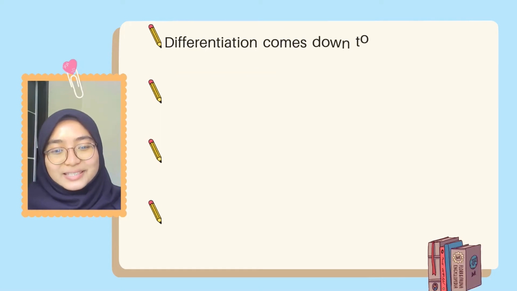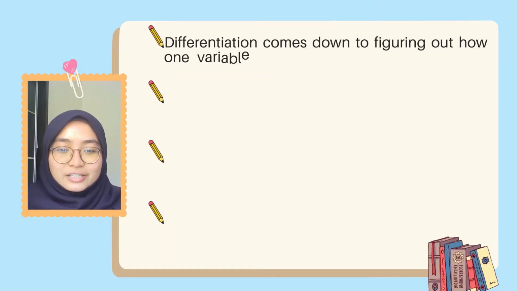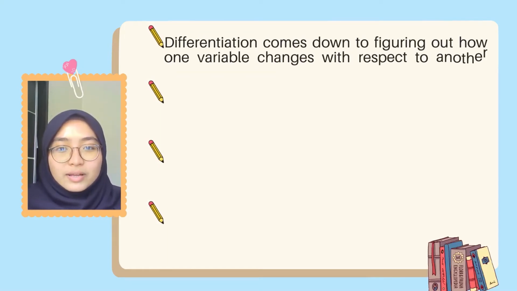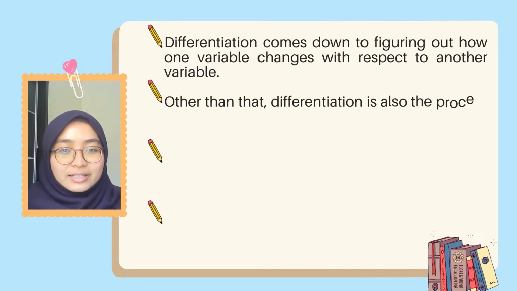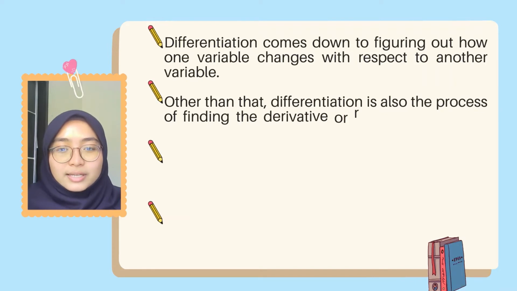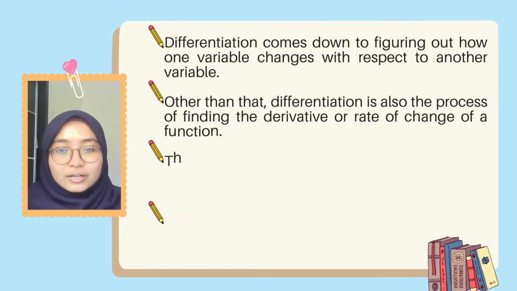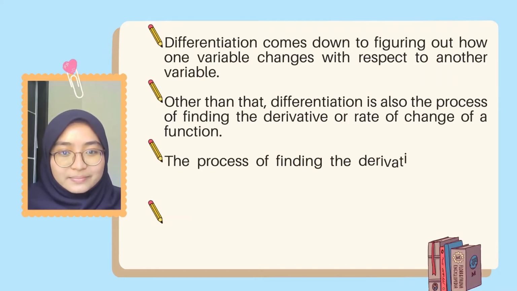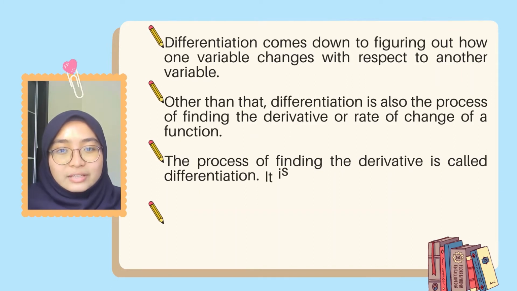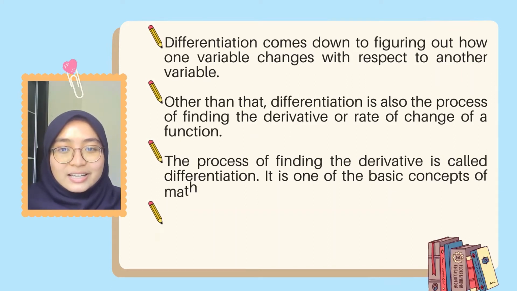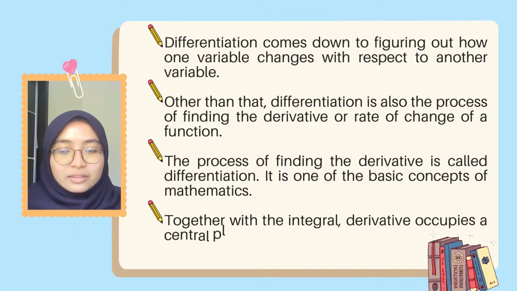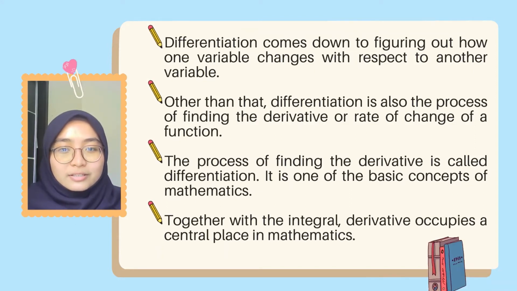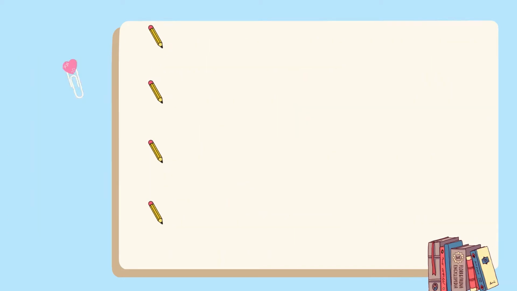So what is differentiation actually? Differentiation comes down to figuring out how one variable changes with respect to another variable. Other than that, differentiation is also a process of finding the derivative or the rate of change of a function. The process of finding the derivative is called differentiation. It is one of the basic concepts of mathematics. Together with integral, derivative occupies a central place in mathematics.